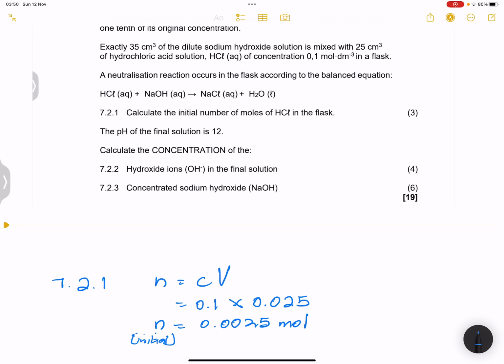Right, so the next question says to us, the pH of the final solution is 12. So now what does that mean? It means when you added the acid and the base together, some of it neutralized, but some of it remains unreacted. And what remains unreacted? In this case, it is the base, right? That's why we've got a pH of 12. So it tells us that sodium hydroxide must have been in excess.